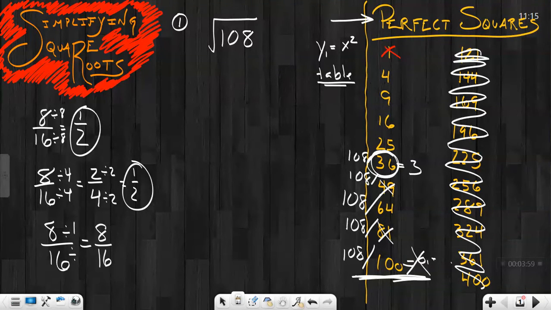Once you identify the largest perfect square factor, rewrite your square root of 108 as the square root of that perfect square number times the square root of its partner.